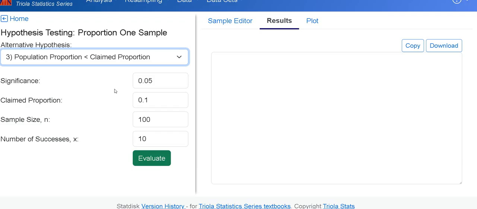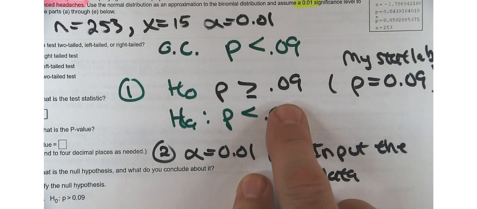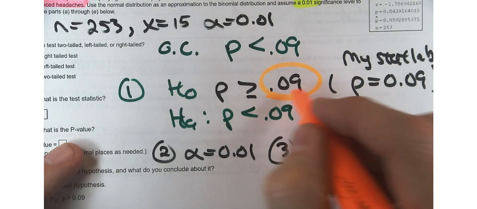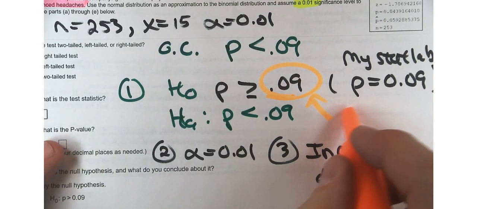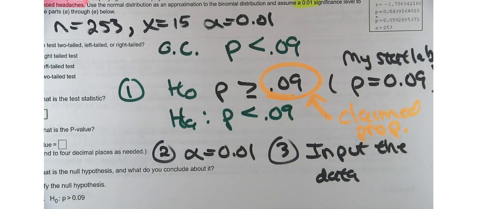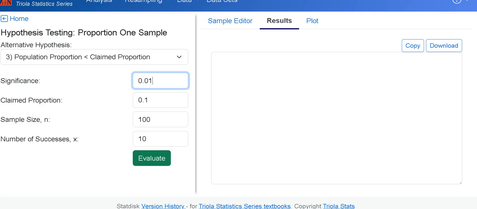What was our significance level for this particular problem? 0.01. Claimed proportion. Now that claimed proportion comes from your null hypothesis, not your alternative. That's the number you're going to fill in for this blank. 0.09.